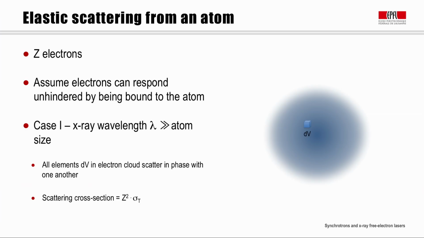We first consider the limit of the X-ray wavelength being much larger than the extent of the electron cloud surrounding the atom. In this case, all the scattering elements will scatter coherently, in other words, in phase, because any differences in positions in space of the different cloud elements will be very small compared to the wavelength which is being used. As there are Z electrons in the cloud, the scattering cross-section is simply Z squared times sigma t, which, as you can see, is independent of the wavelength.